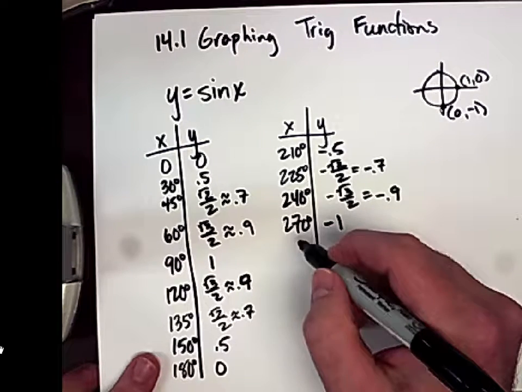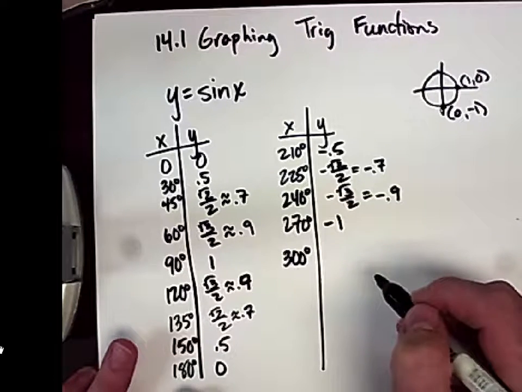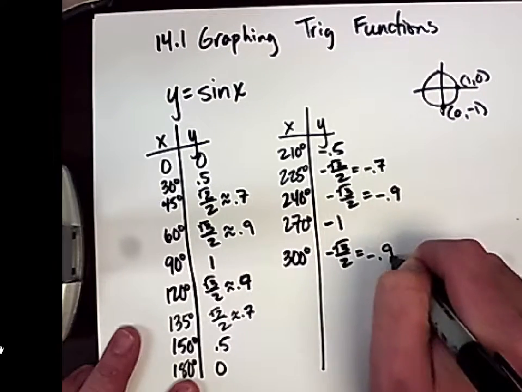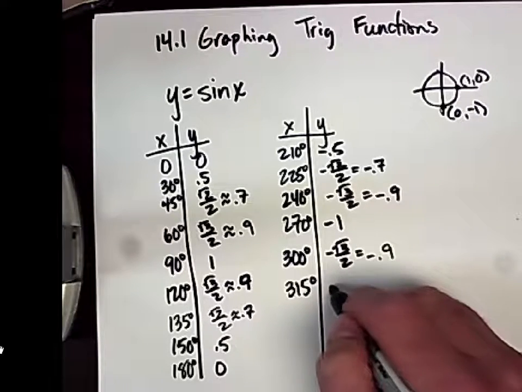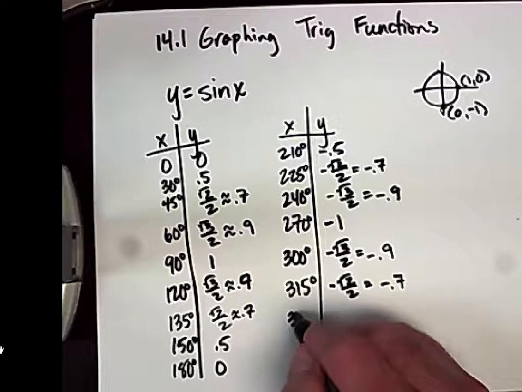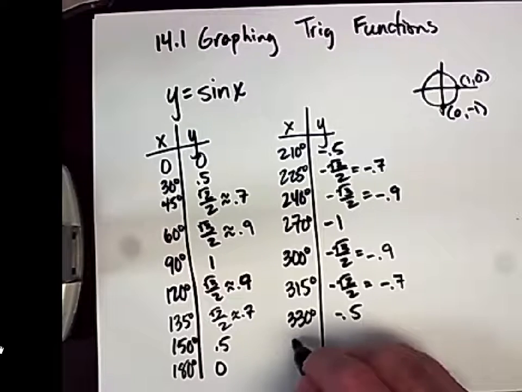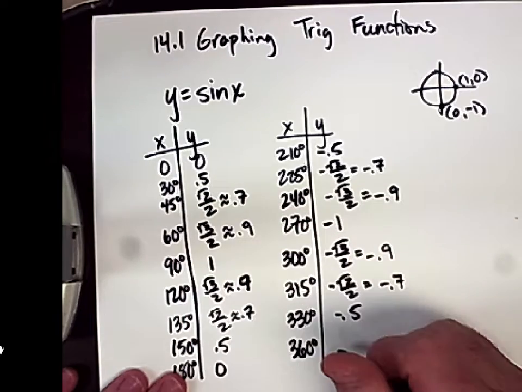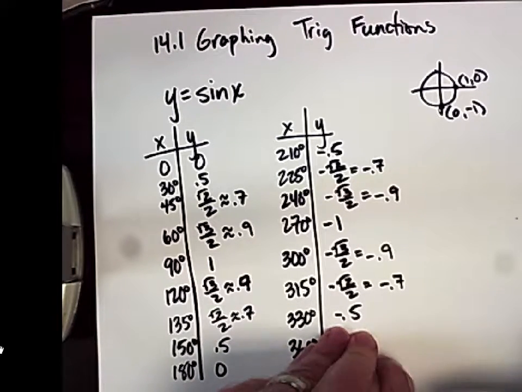Okay. Then round out the last quadrant. So then we've got 300. What's sine of 300? Negative square root of 3 over 2, which is negative 0.9. Then we've got 315. What's sine of 315? Which is negative 0.7. Then we've got 330. What's sine of 330? Negative 1/2. Then we've got 360. What's sine of 360? That's the same as 0, so it's 0. So let's plot this on a graph and see what it looks like.